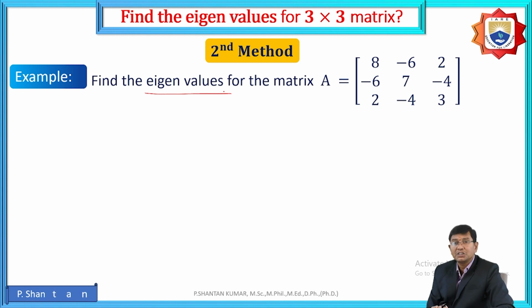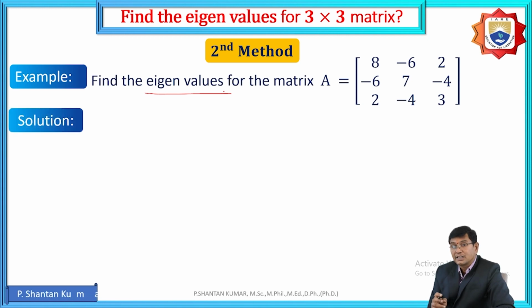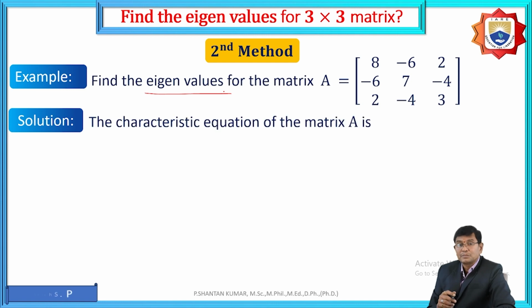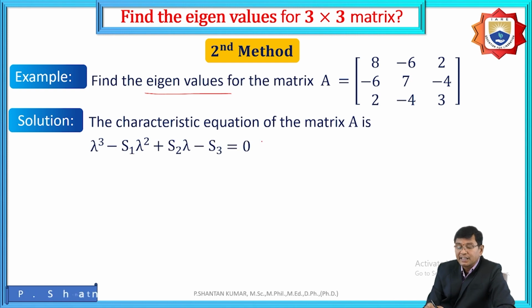The characteristic equation is what we discussed in the previous example. Based on that, we need to find the characteristic equation for the 3 by 3 matrix: lambda cube minus s1 lambda square plus s2 lambda minus s3 is equal to 0. This is the characteristic equation. Without mentioning that it is equal to 0, it is a characteristic polynomial, but we require the characteristic equation. Therefore, by equating to 0, we need to find the solutions.